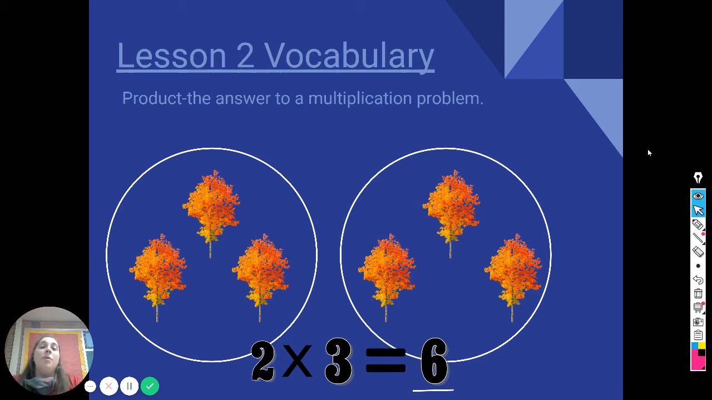And you can see we have a picture that has 2 groups of 3 trees each, and that equals 6 trees total. So all we did was take our sentence, which is 2 groups of 3 equals 6, and made it into a multiplication problem. 2 times 3 equals 6. And 6 is our product because 6 is the answer. Okay, so product is really a fancy word for answer when you're talking about a multiplication problem.